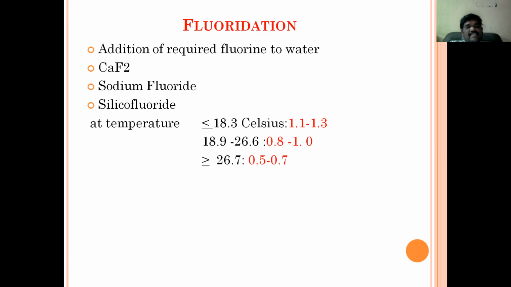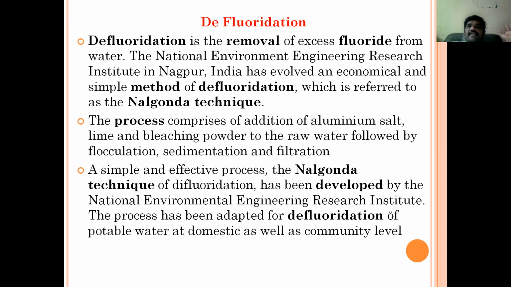Whereas if the temperature is greater than 26.7, 0.5 to 0.7 ppm of fluoride concentration will be added, so that it comes within the acceptable limit and the water can get permission for public supply. This is about fluoridation, and defluoridation is the removal of fluorine.